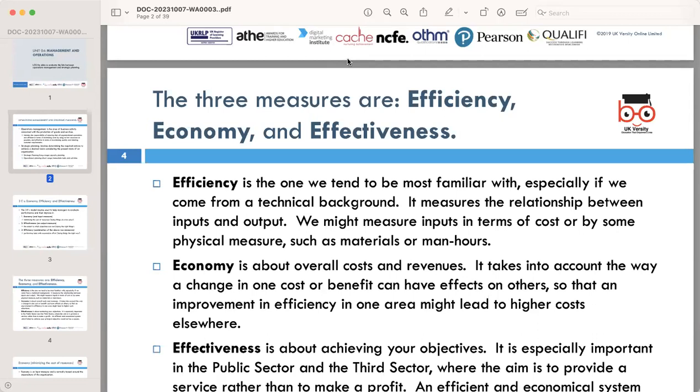We might measure input in terms of cost or by some physical measures, such as materials or man hours. So efficiency measures how successfully the inputs have been transformed into outputs.